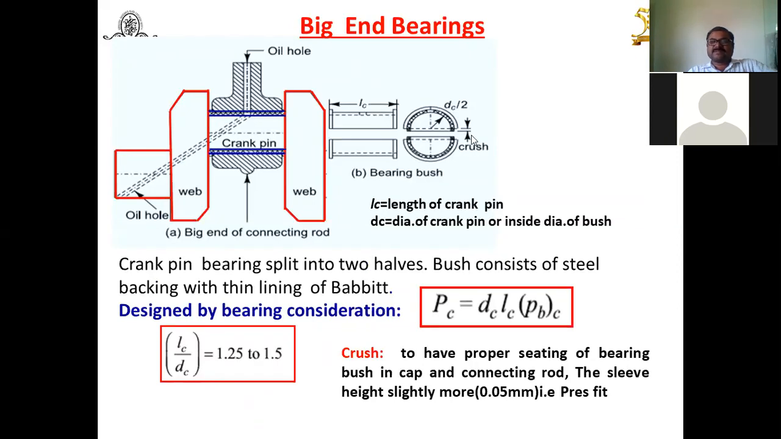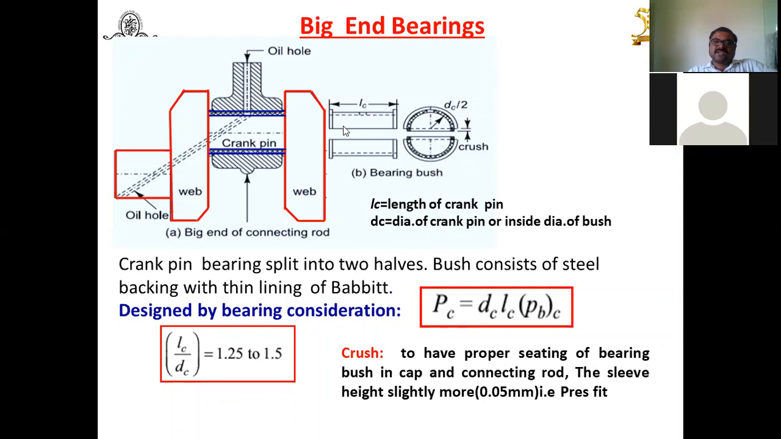And why is this gap provided here? Because to have a proper setting of the bearing bush in the cap of the connecting rod. That's why this gap of 0.05 mm is provided, and it is press fitted when we tighten the nuts and bolts of the big end. This gap is known as the crush. Again, it is also designed based on the bearing consideration.